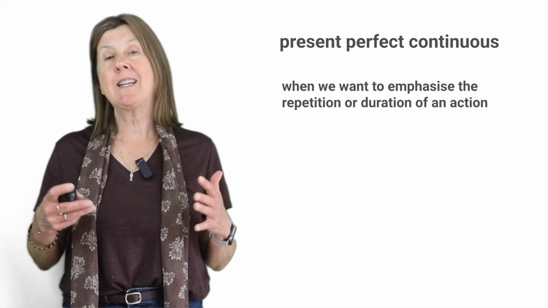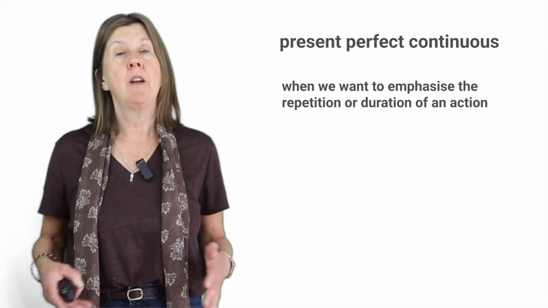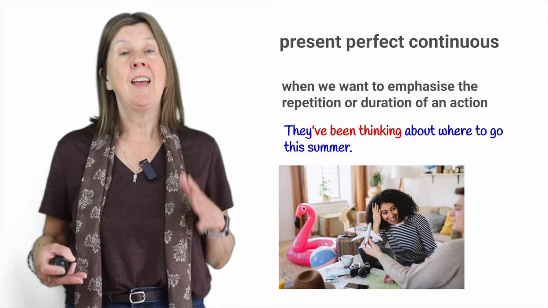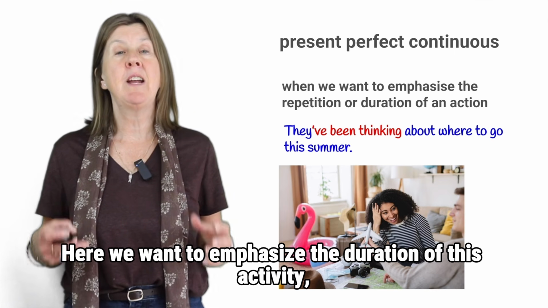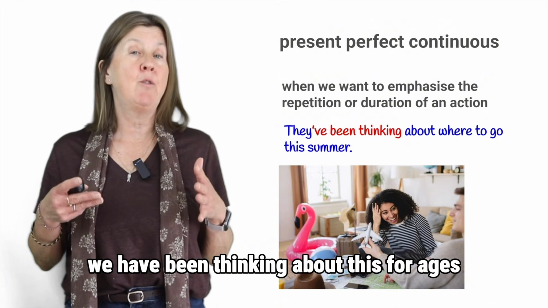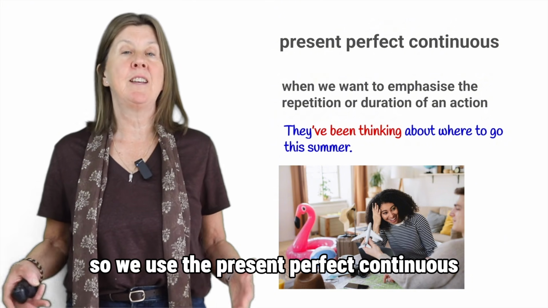Also, when we want to emphasize the repetition or duration of an action, for example, they've been thinking about where to go this summer. Here we want to emphasize the duration of this activity. We have been thinking about this for ages, so we use the present perfect continuous.